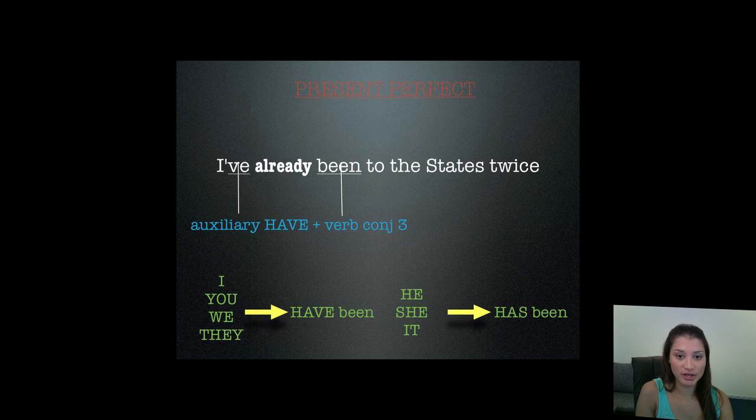For present perfect conjugation, what you need to have is an auxiliary, have. Notice that have here is not the verb have. It's just an auxiliary, which means that it's going to represent you've chosen this verb tense. Plus verb conjugation 3, the past participle. In case you have I, you, we, they as the pronoun, you're going to use have plus the verb. My sample verb here is been, so have been. In case you use he, she, it, the auxiliary is not have, it's has. Then you use has been.